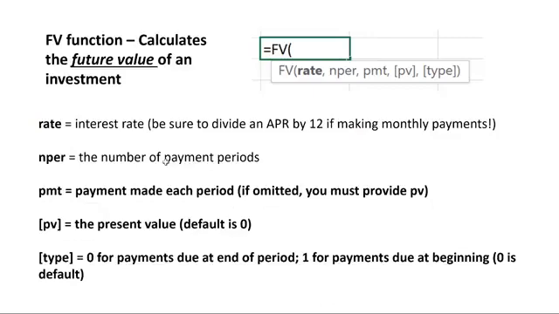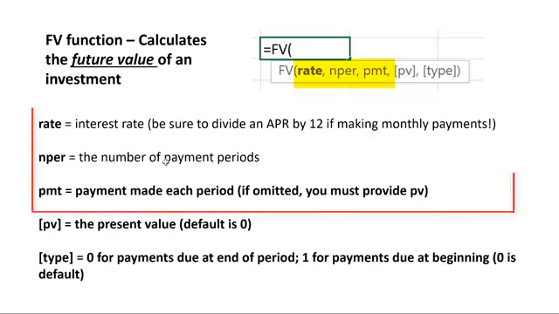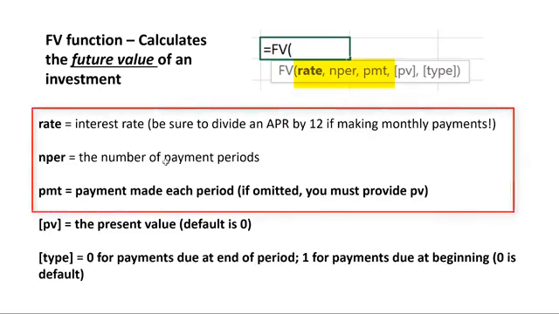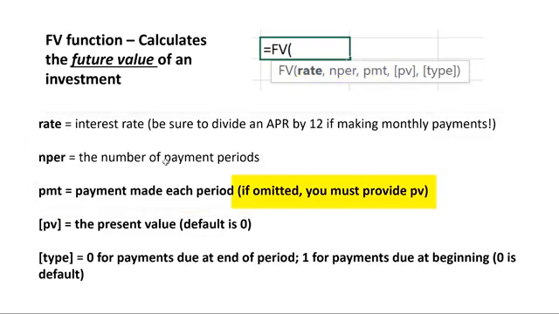Now, if you need to calculate the future value of an investment, whether or not you have payments, you can use the FV function. The FV function has three required arguments. We have rate, number of periods. The third argument is payment. So this is the payment made each period. Now, if it's omitted, you have to provide the fourth optional argument.